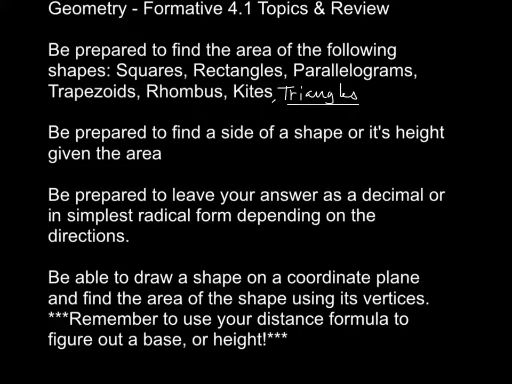Understand as well, know what perimeter means. Perimeter is the distance around the outside. So let's say the perimeter of a square is 16. Find the area. Well, you know all the sides are equal. So you take the 16, you divide it by 4, that gives you the amount of each side, which is 4. So understand that you're going to have to know what perimeter is a little bit as well.